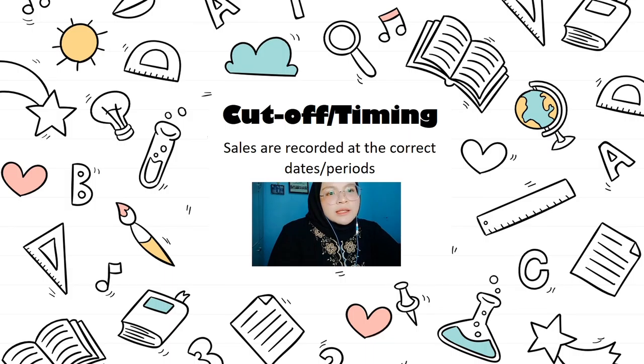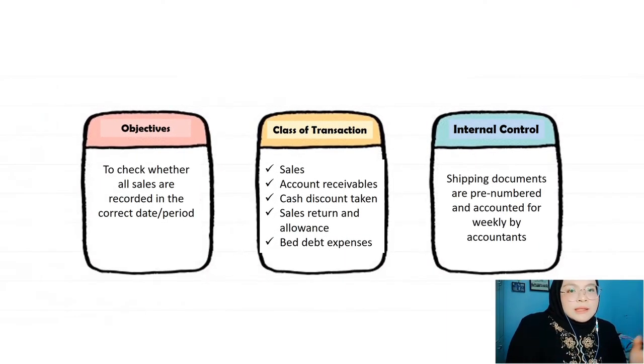Next assertion is cut-off or timing. Sales are recorded at the correct dates or period. This assertion's objective is to check whether all sales are recorded in the correct date or period. Classes of transaction and relevant accounts for this assertion are sales, account receivable, cash discount taken, sales returns and allowance, and also bad debt expenses.